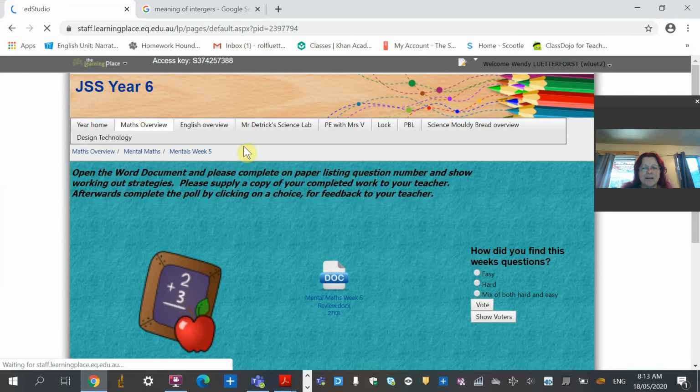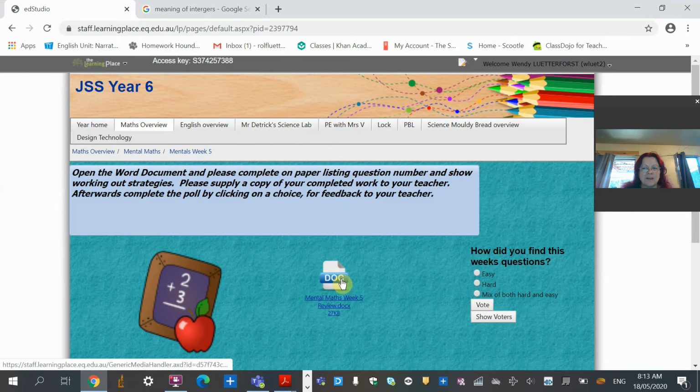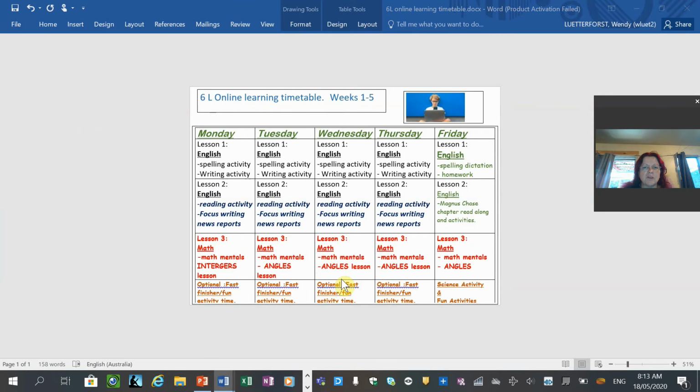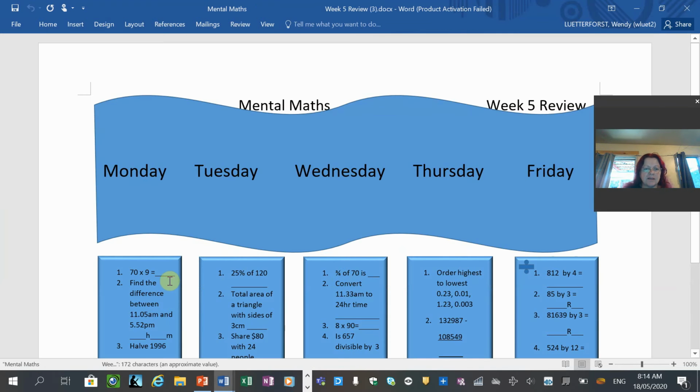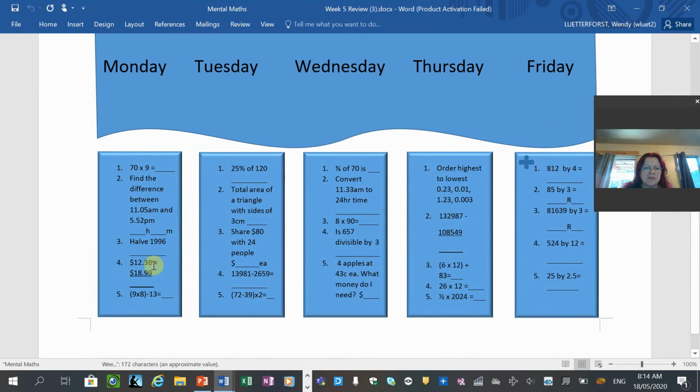And the mental maths today is a bit odd as well. There's 5 questions for each day this week. This is our first one. So if you just head up your mental maths, 70 times 9. Find the difference between 11:05 a.m. and 5:52 p.m. You're halving 1996, you're adding that, and you're doing a bit of BODMAS maths over here. So none of this is too difficult.